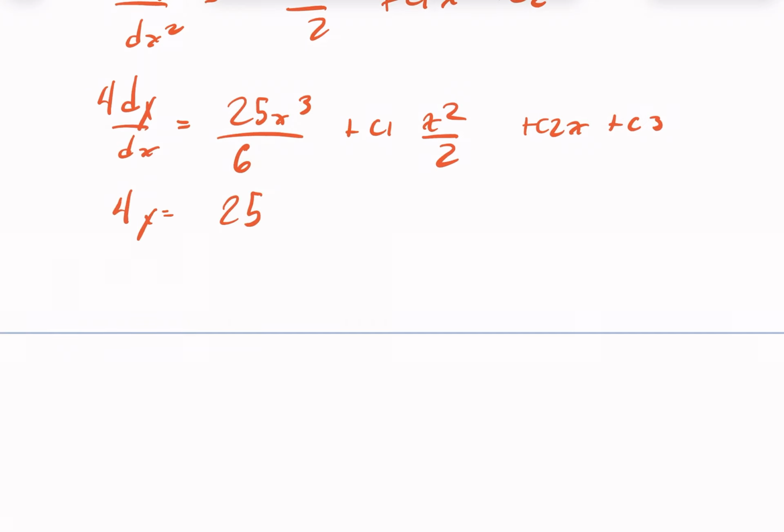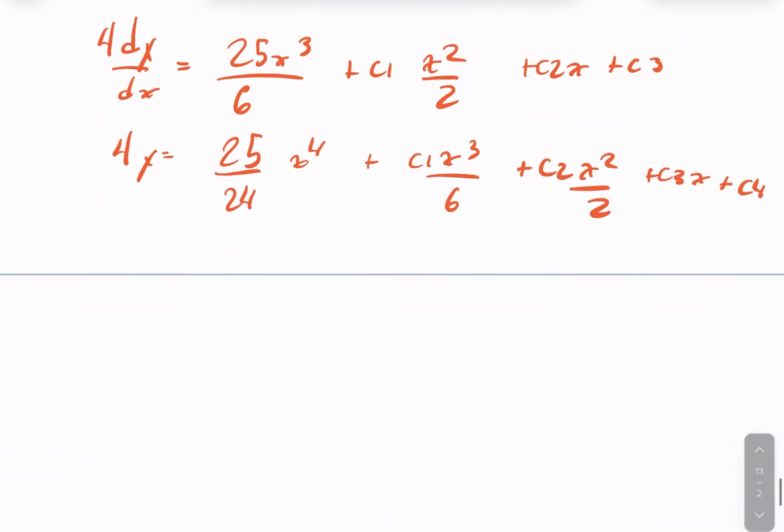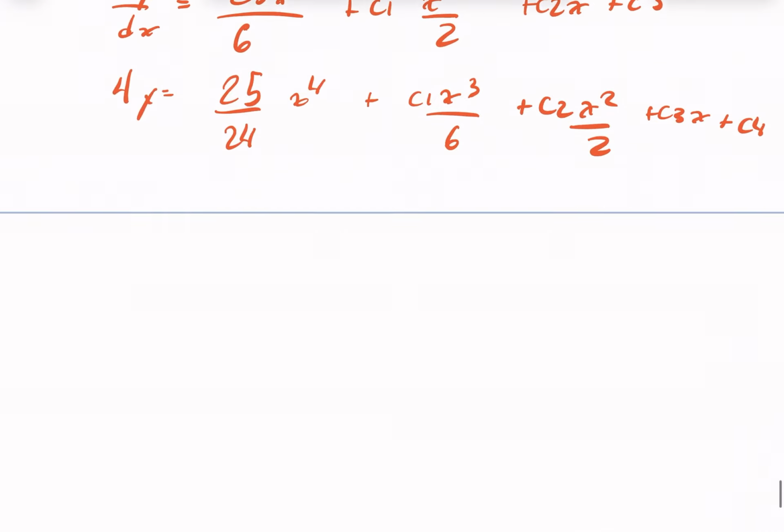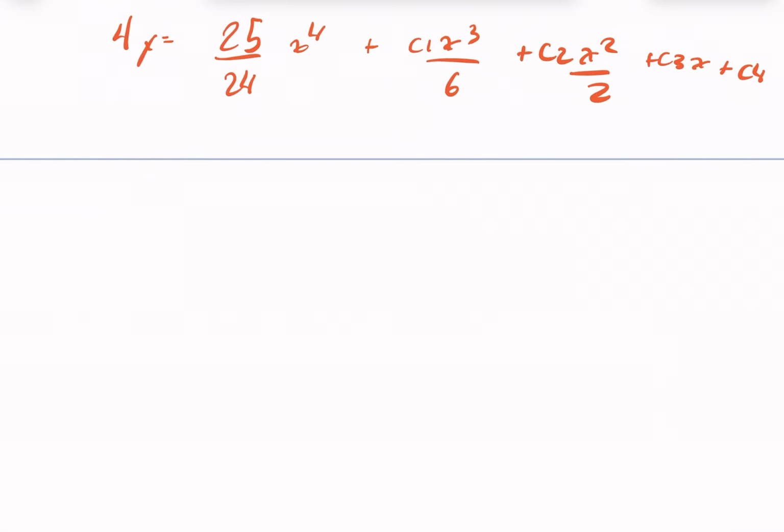4y equals 25/24 x⁴ plus c1x³/6 plus c2x²/2 plus c3x plus c4. Okay, and our boundary conditions, right? So they're saying that it's embedded on the left at x equals 0 and simply supported on the right at x equals 1. So I'm going to quickly check how he drew this because I think a visual diagram could help here.